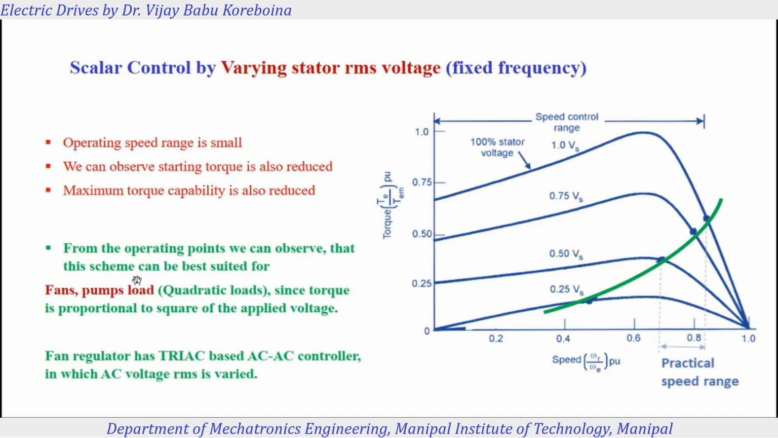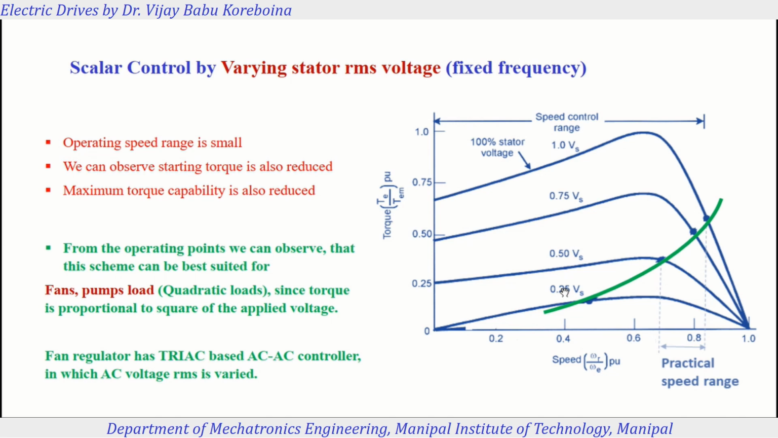From this characteristic, we can see the operating points. When we see the working operating points, this curve indicates that torque is proportional to the square of the voltage. So we know very well, quadratic load. I hope that we can remember the types of load. Torque was proportional to the square of the speed. Which kind of load have we discussed? It's a quadratic load, and examples for that are fan and pump.